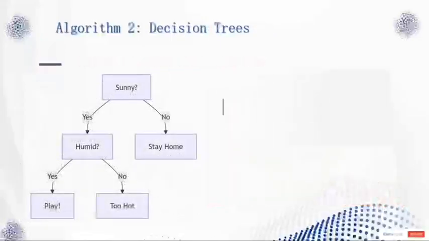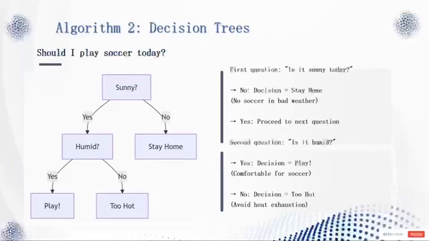Now let's get into algorithm 2. Decision trees. Should I play soccer today? You can look at this picture. First, you ask yourself, is it sunny today? If the answer is yes, then it goes into, is it humid today? If the answer is yes, then you'll say, okay, let's go and play soccer today. But if the answer is no, then you can see, okay, it's too hot. I'll stay at home.